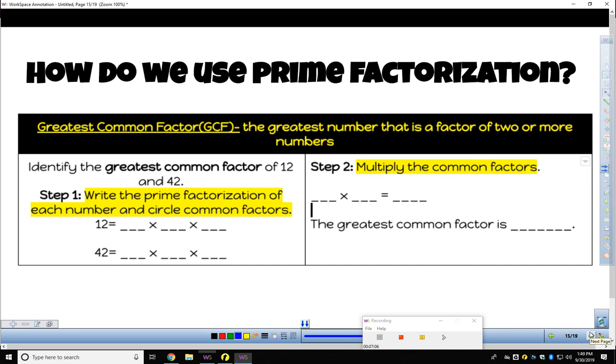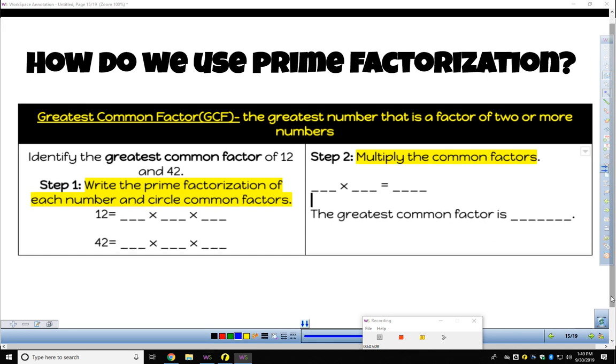Okay. How do we use prime factorization? You can use prime factorization to find the greatest common factor, or the greatest number that is a factor in 2 or more numbers. So here we go. We're going to highlight those steps 1 and 2, and we're going to look at finding the prime factorization of 12 and 42.